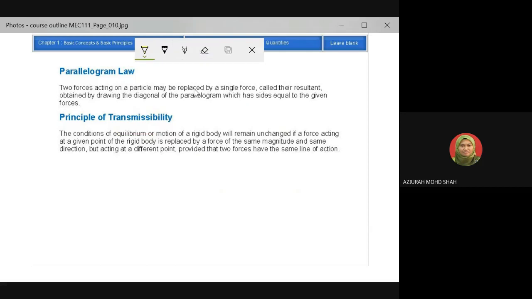Okay, because it says equilibrium does not change, remain unchanged. If a force acting at a given point of a rigid body is replaced by a force of the same magnitude and same direction, by acting at a different point, provided that the two forces have the same line of action.